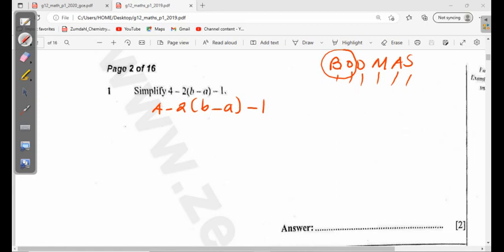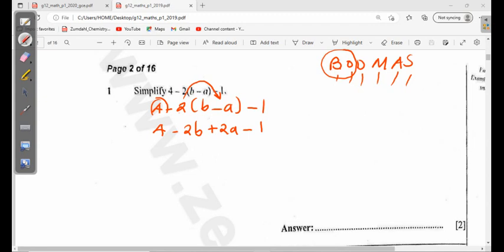So we are going to get first this 4. We are going to write it the way it is. And then now we are going to get this negative 2 we are able to see here, and then we are going to multiply with what is inside. So this is going to be 4. The negative 2 times the b inside, that is going to be negative 2b. And then negative 2 multiplied by this negative a, negative and negative, they become positive. So that is going to be positive 2a. And then we're going to get a negative 1 which is at the end there.